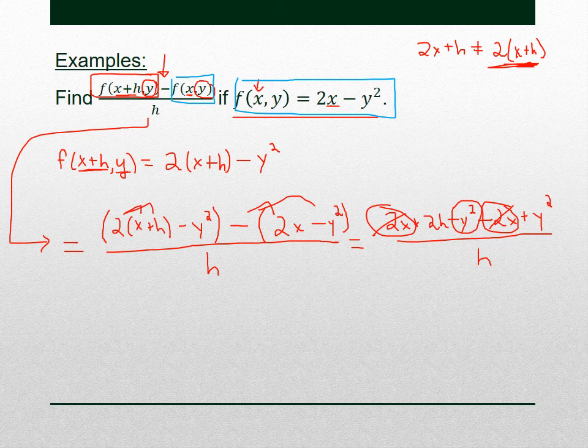And now notice we've got a positive 2x and a negative 2x, so those cancel. We've also got a negative y squared and a positive y squared, so those cancel. And the only thing that's left is something with an h in it, so that's good. We have 2h over h. And now we can see that we can cancel that h, and we're left with just 2. So there is the simplified difference quotient.